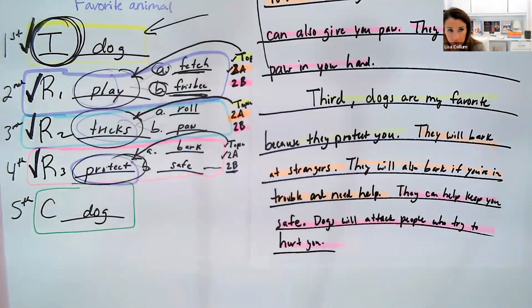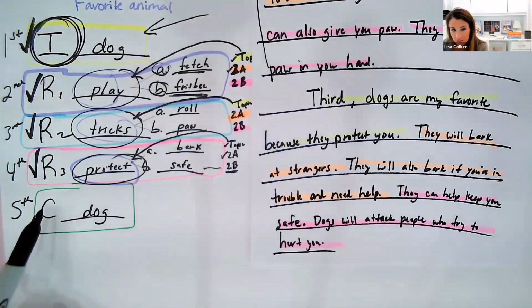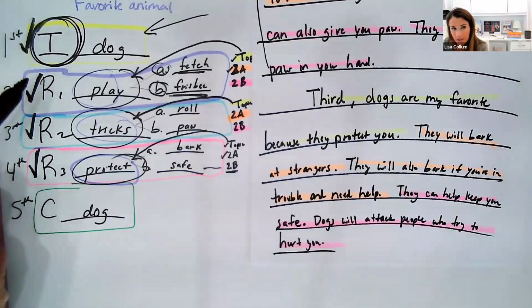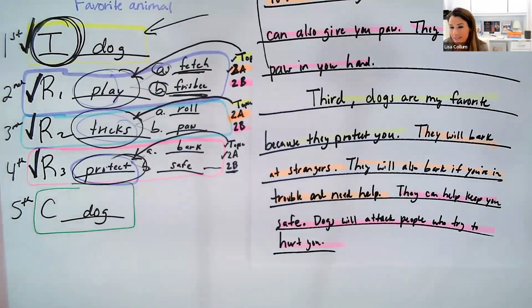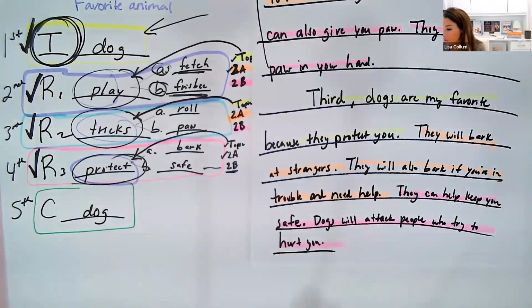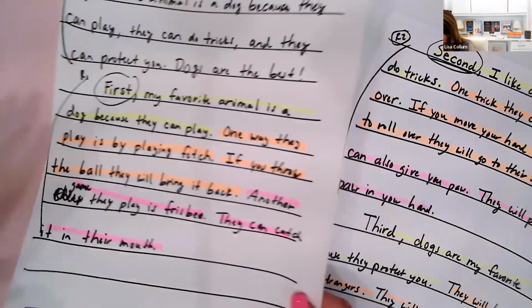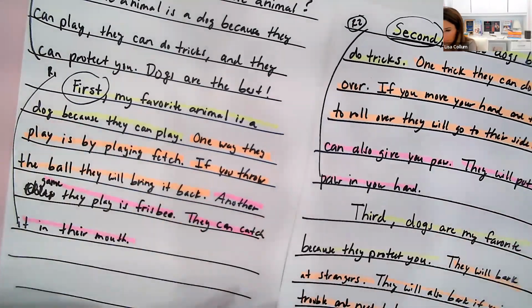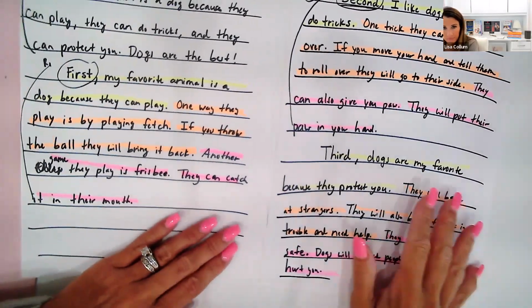We wrote almost the whole essay in less than 30 minutes. The only thing you still have to learn is C paragraph. Other than that, you wrote I, R1, R2, and R3. See how easy that is? If you just remember T, 2A, 2B, that's how you write all of your middle paragraphs. I want to put it all out for you real quick before I end the lesson for today. I'm going to see if I can make this so you can see it. Okay.